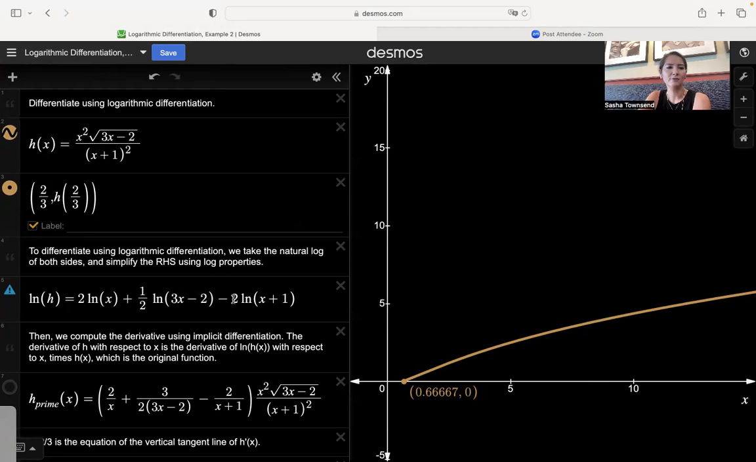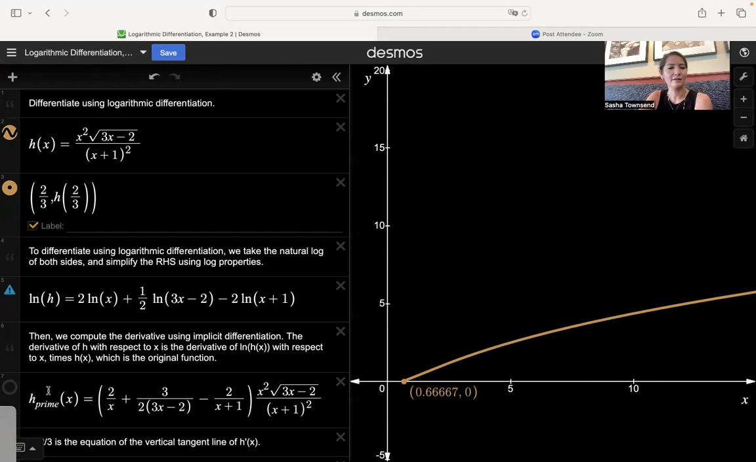We brought the power out front for that x plus 1 quantity squared. So it became 2 times the natural log of x plus 1. And this natural log of a product in the numerator became a natural log of x squared plus natural log of 3x minus 2 to the 1/2. And then we brought the 1/2 out front and the 2 out front. So that is our natural log of h.